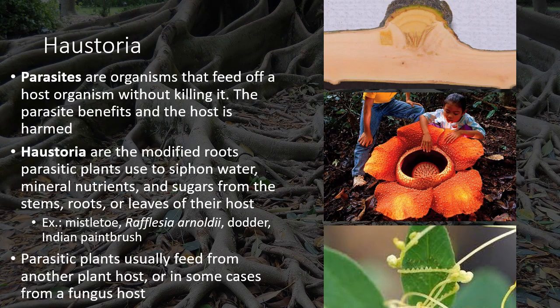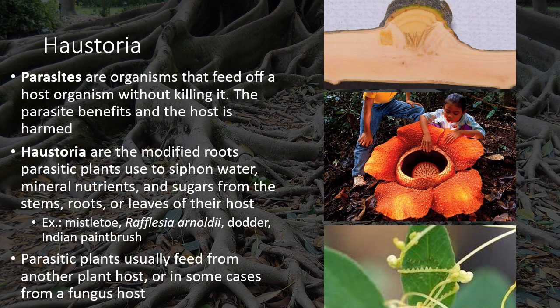Rafflesia has actually been a parasite for so long that the species has lost the ability to produce leaves. Not only does it not produce leaves, it has lost the genes to be able to produce the green pigment chlorophyll in order to be able to do photosynthesis, which I think is fascinating. And then this bottom image is a parasitic plant that's common in Idaho called dodder.